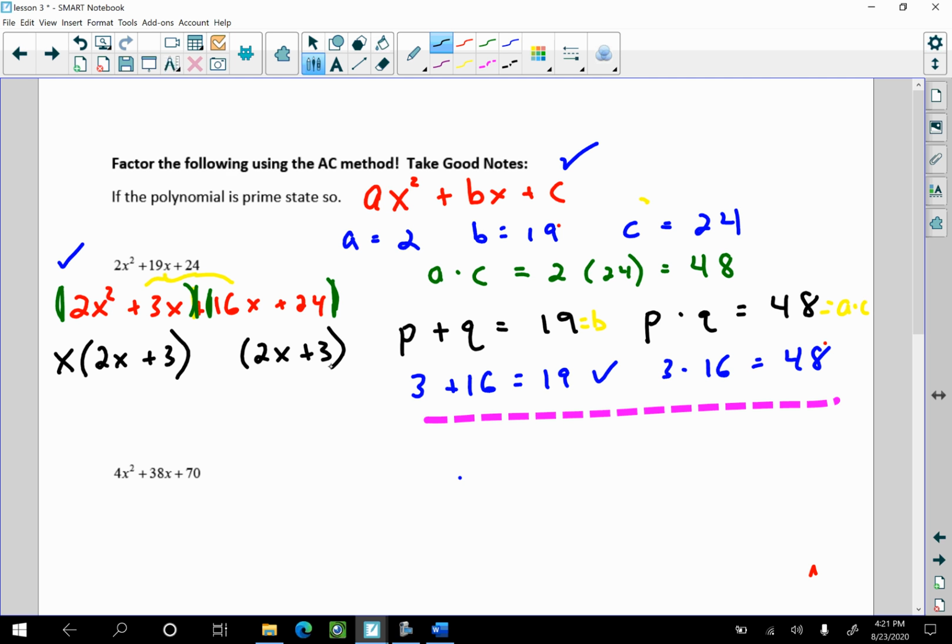And it does. And now you just simply ask yourself a question. What times 2x is 16x? You betcha, positive 8. And now you check. Does 8 times 3 equal 24? You bet. So now I have two terms here. I have x times (2x plus 3), and I have 8 times (2x plus 3). So I'm going to use the reverse distributive property, and I'm going to factor out that 2x plus 3. And that's the factorization of that rascal.